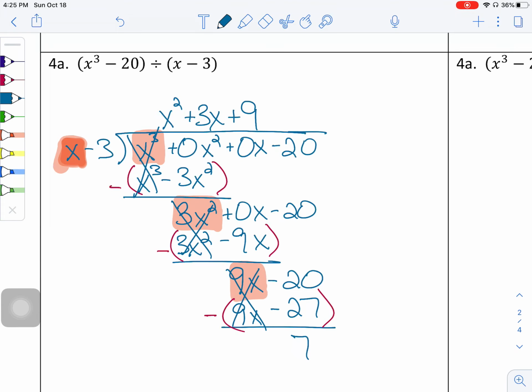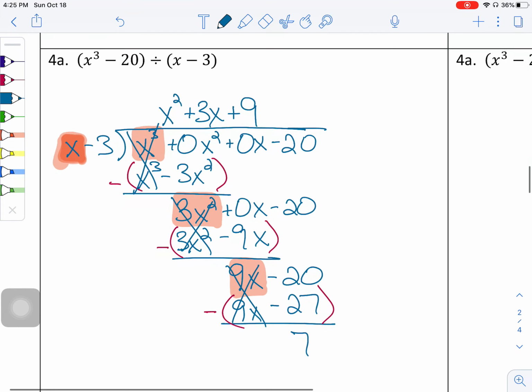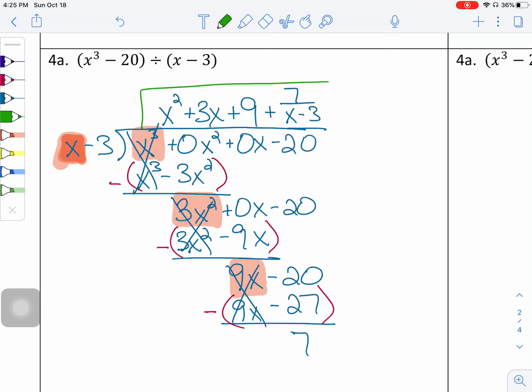So now I'm going to take this 7 and turn it into my fractional remainder. So it's going to be plus 7 over x minus 3. And that is our final answer for this division problem.